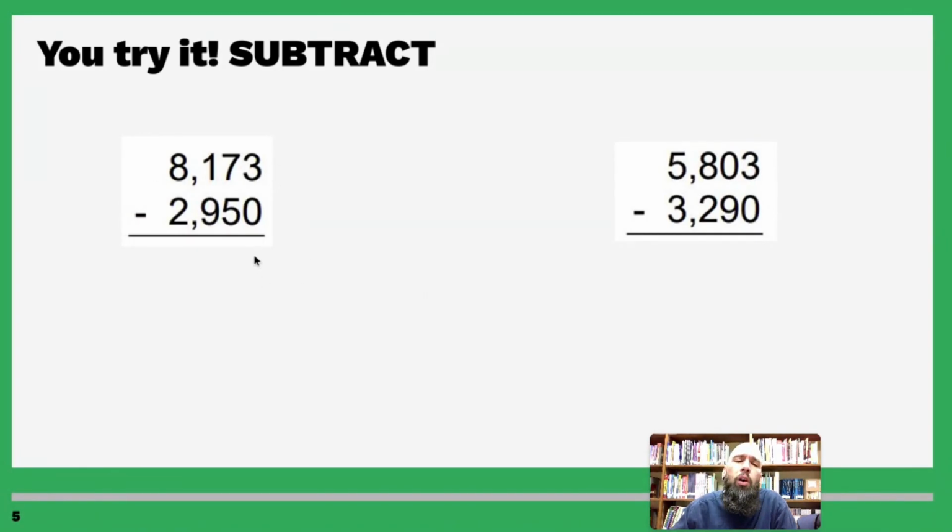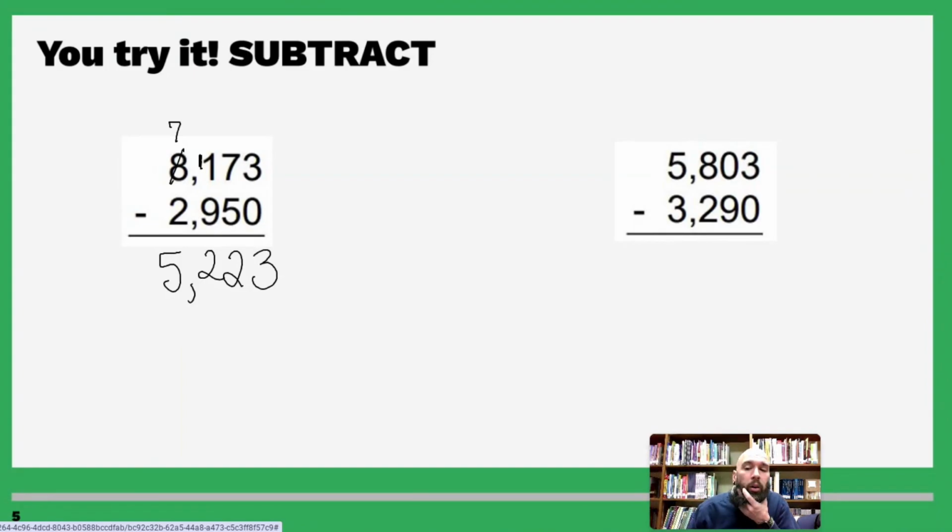3 minus 0 is 3. 7 minus 5 is 2. 1 minus 9, can't do it. Borrow 1 from 8 and make it 7, and then call the 1 an 11. 11 minus 9 is 2. 7 minus 2 is 5. 1, 2, 3 digits. 5,223 is our answer after we put the comma down after those 3 digits. So we borrowed once there.